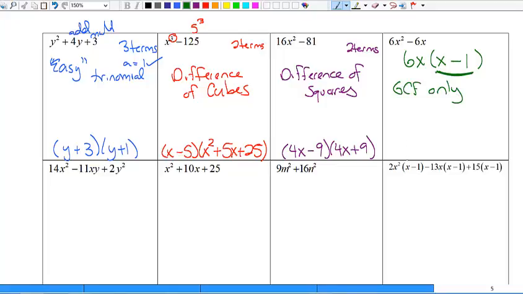Now, is the answer prime? No. Some students will factor the GCF out and they're like, oh, it doesn't work anymore, so it must be prime. No. GCF is a form of factoring, so even if it's GCF only, that's going to just be your answer.